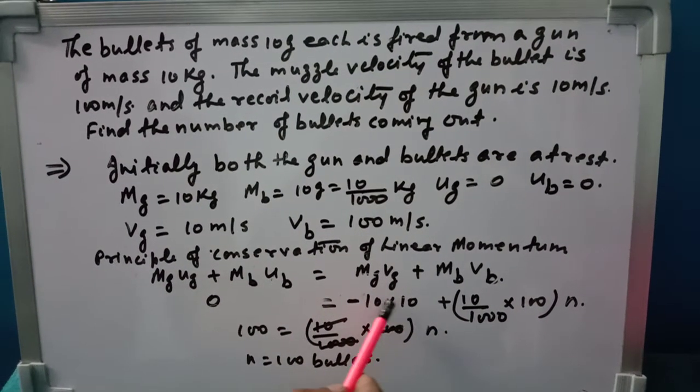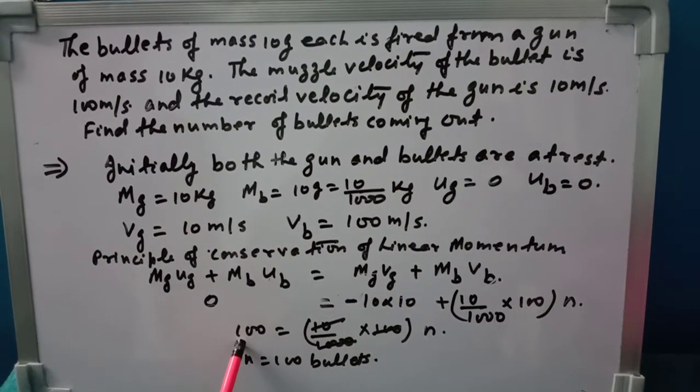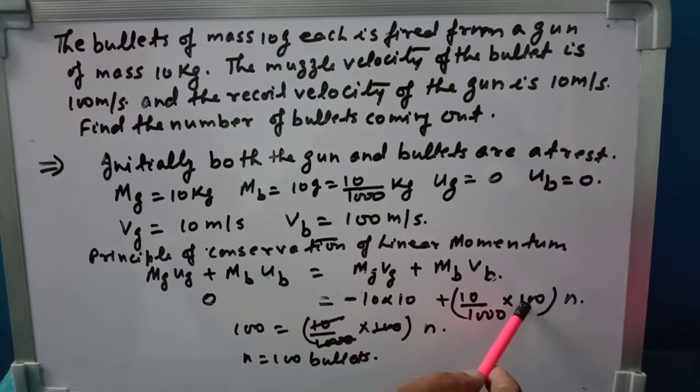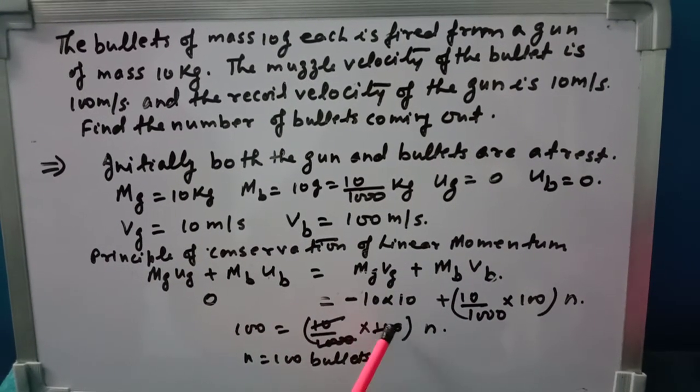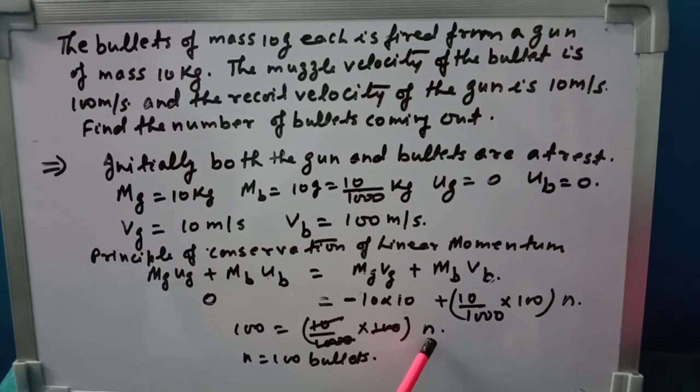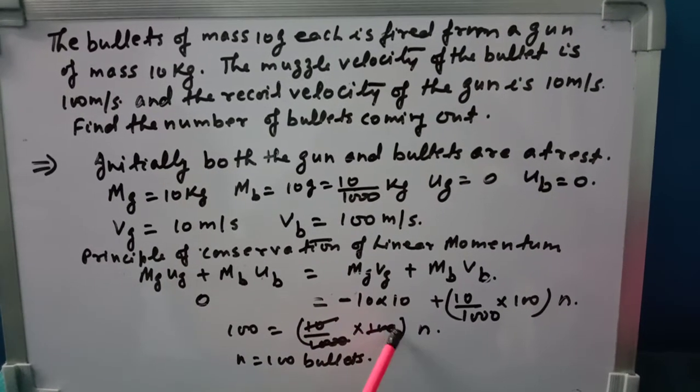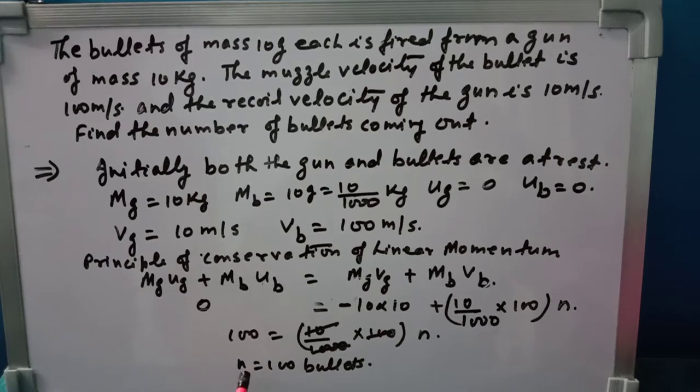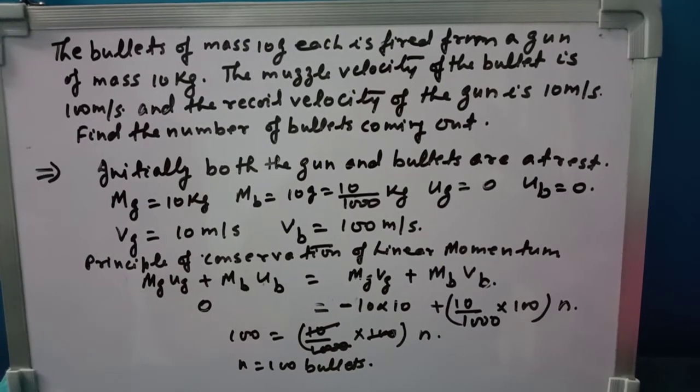So this 10 into 10 is 100. I have changed the side and this is 10 by 1000 into 100, so 10 by 1000 into 100 multiplied by n. Or this is completely cancelled. So n is equal to 100. That is, 100 bullets are coming out. Okay.